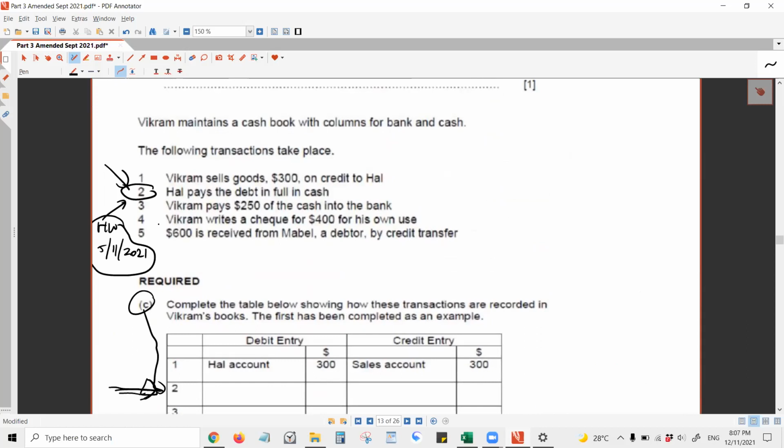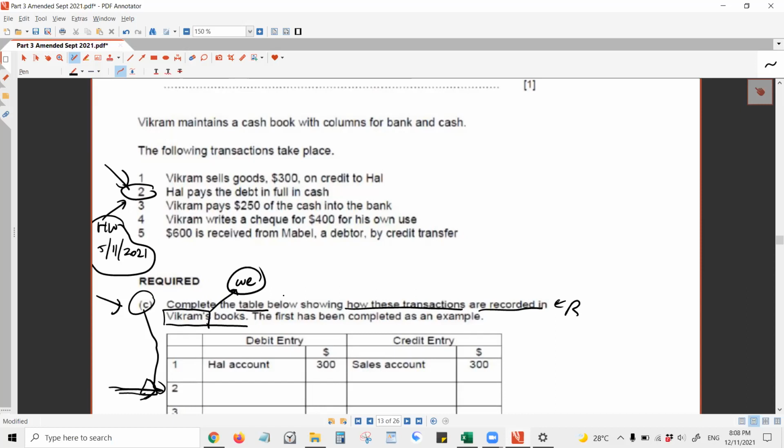Only the C2. Again, read the requirement sentence. The requirement sentence is here: complete the table below showing how these transactions are recorded in Vikram's books. You must also remember that when the question asks you how something is recorded in somebody's books, we are that somebody. That means in this question, we are Vikram.